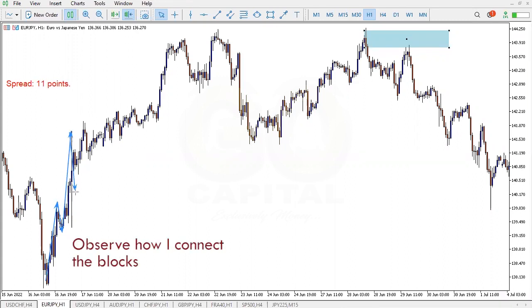So the market came back again to this high. Are you seeing this? Then it went back up and created another high. This is a known structure of an uptrend. This is an uptrend.